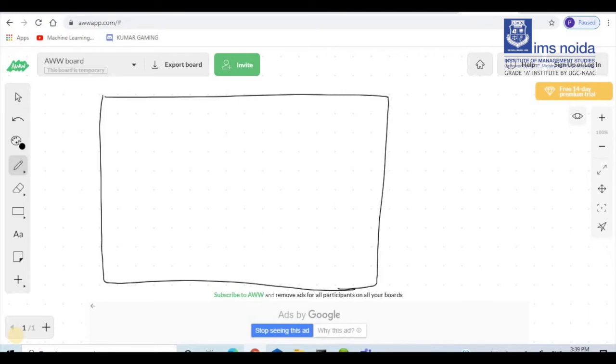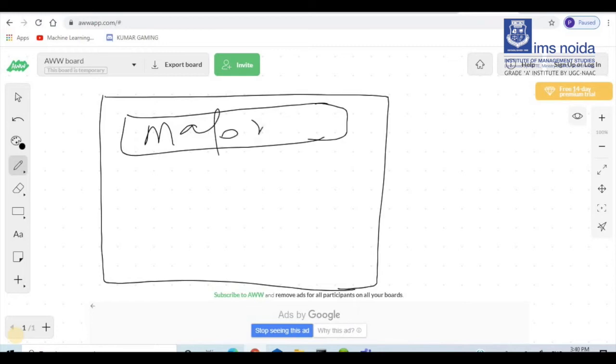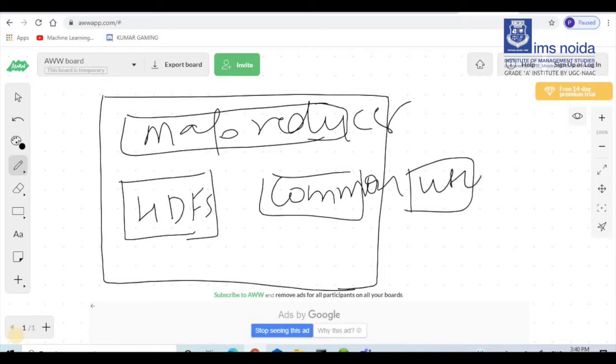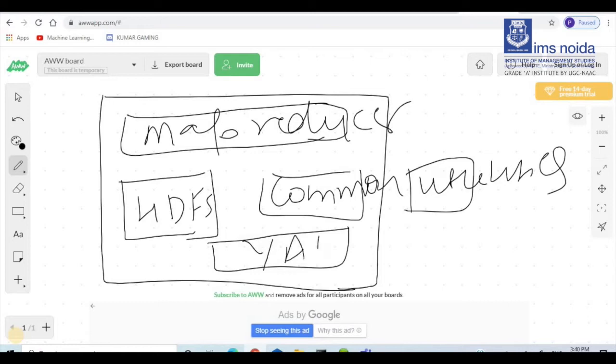In Hadoop, the architecture comprises four components, and these components are really important if you want to work with Hadoop. The first one is MapReduce. The second one is HDFS. The third one is Common Utilities. And then the fourth one is YARN.